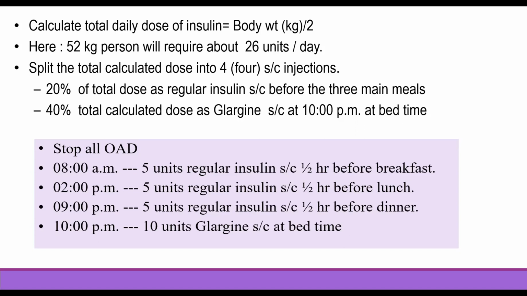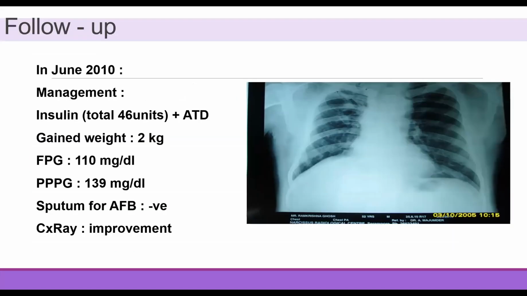So 5 units regular insulin before breakfast, before lunch, before dinner. So this is the way we should calculate. You must understand the calculation when we are starting the basal bolus regimen. Also, you have to understand how to shift from premixed insulin to basal bolus regimen. So this is the way we have calculated, and we started the anti-diabetic drug.